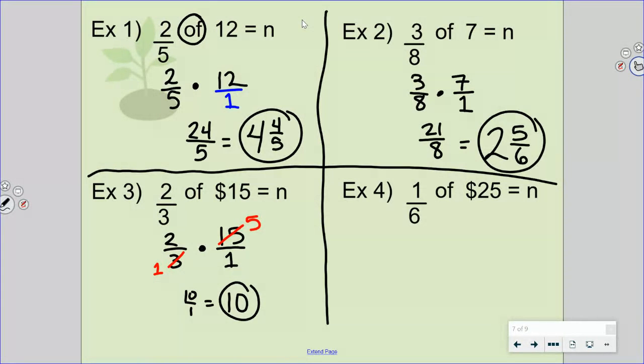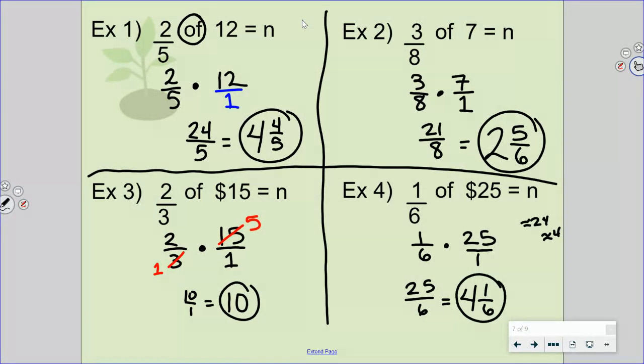And last but not least, example 4, a part, piece, or portion of 25. Now 25 is almost 24, and 1/6 of 24 is almost 4. So that's my estimate. Let's find out what it really is. Nothing cross reduces here. 1 times 25, 6 times 1. And that can be changed to something that is awfully close to 4 wholes, isn't it?